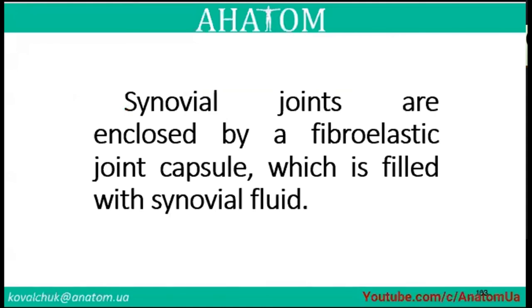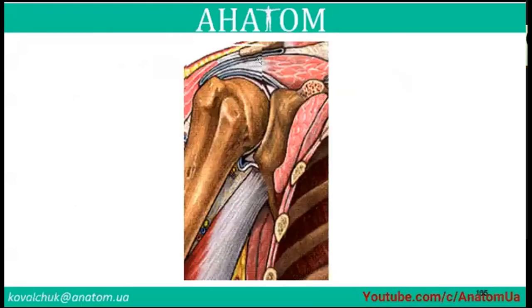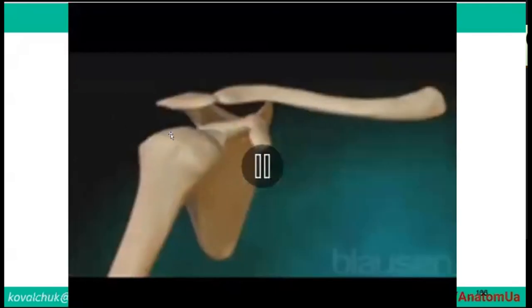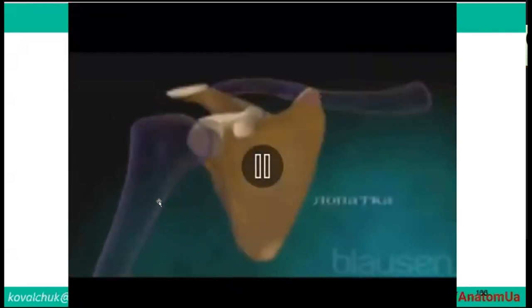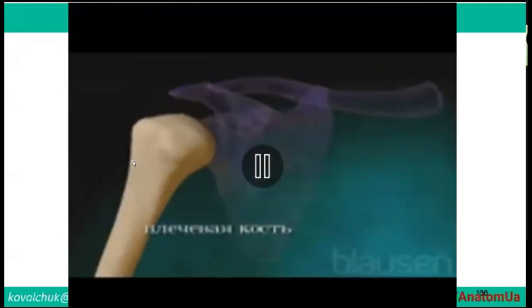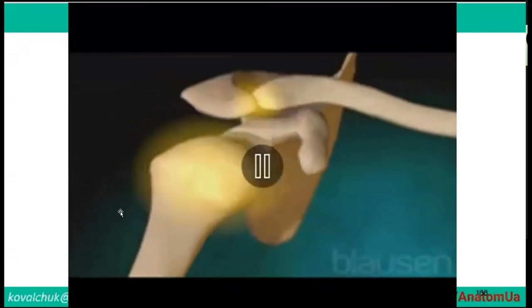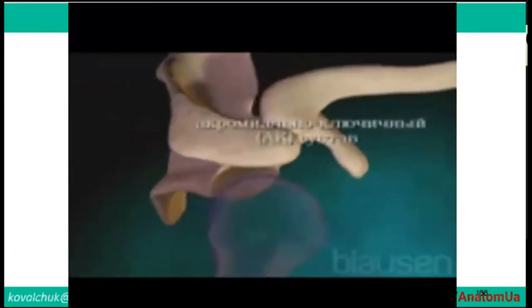So synovial joints are enclosed by a fibroelastic joint capsule, which is filled with synovial fluid. This fluid connects with the cartilage surface, the structure in the capsule of the joint, connecting with other bones.